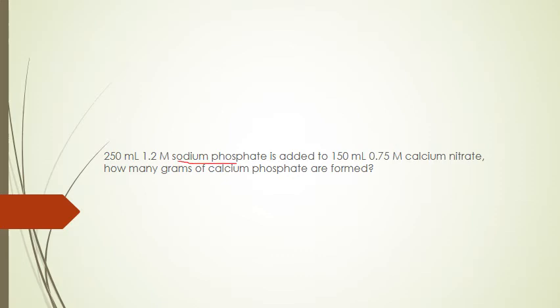Next problem. Okay, so this one is going to be double replacement. Okay, precipitation. We're going to take two solutions in this case. So this is going to be double replacement with precipitation. And we're going to figure out how many grams of our precipitate we're going to make.